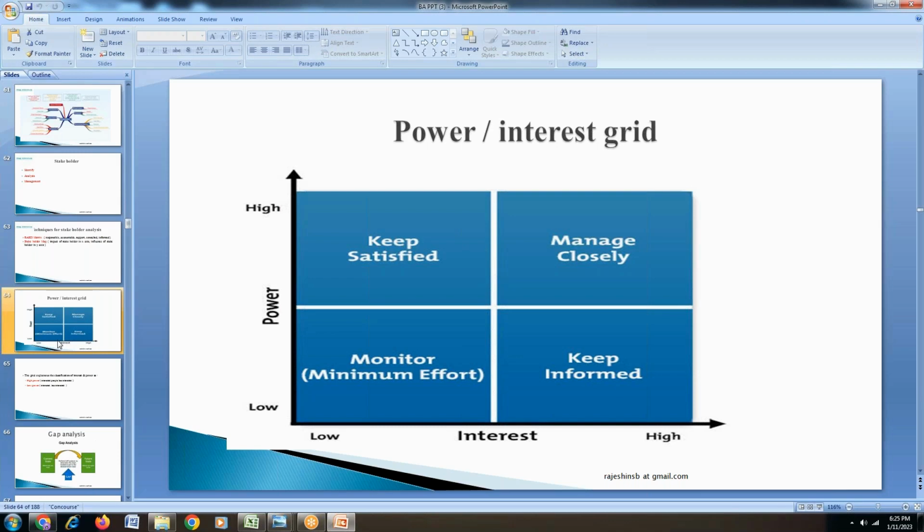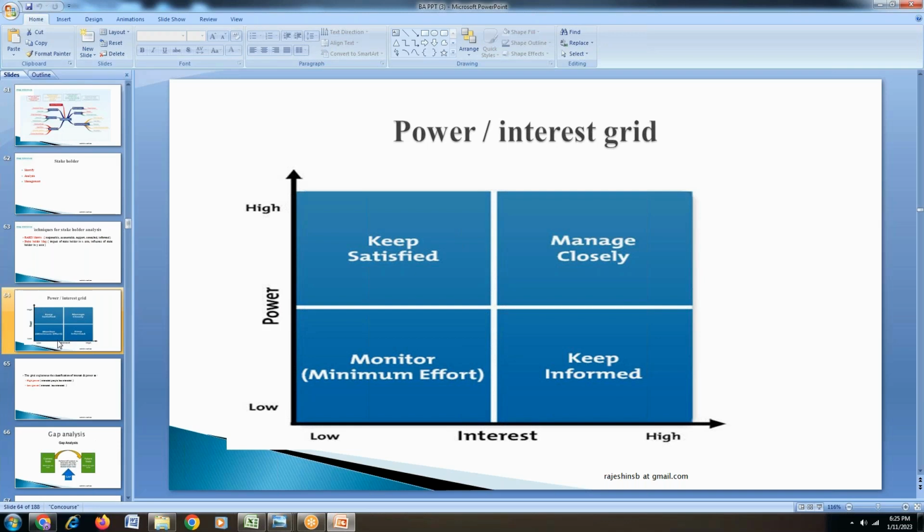Now, when you talk about high power, high interest, who comes under the high power, high interested category? Because you have named some people, right? Stakeholders, you have named them: business owner, technical owner, stakeholders, shareholders, all that. Now, who comes under high power, high interested? Business owner, project management team, business analyst, architect. These people come under the high power, high interested category. Hence, manage these people closely throughout the project.